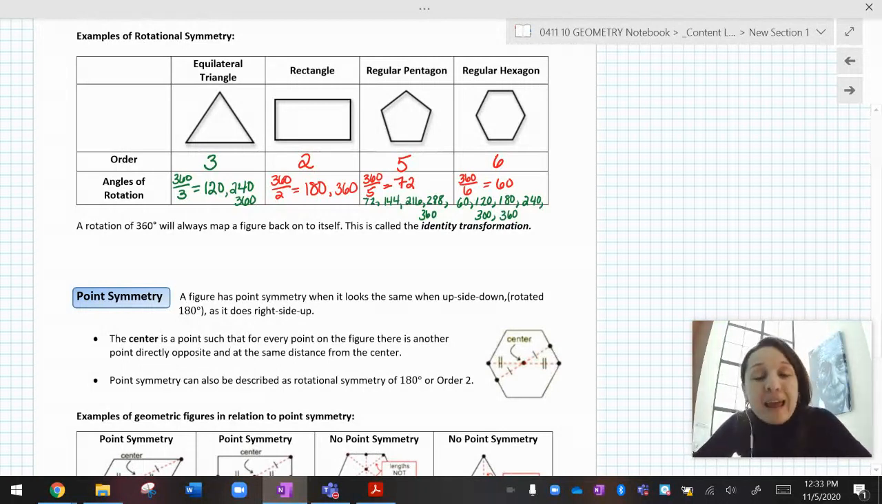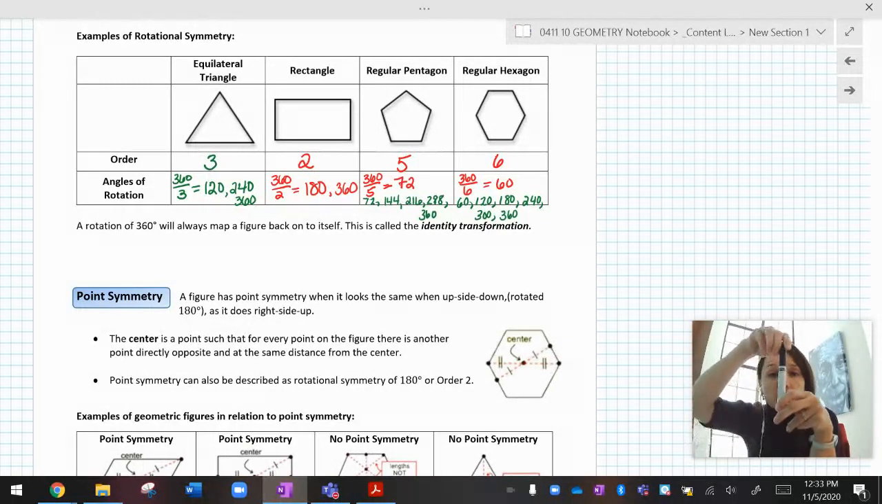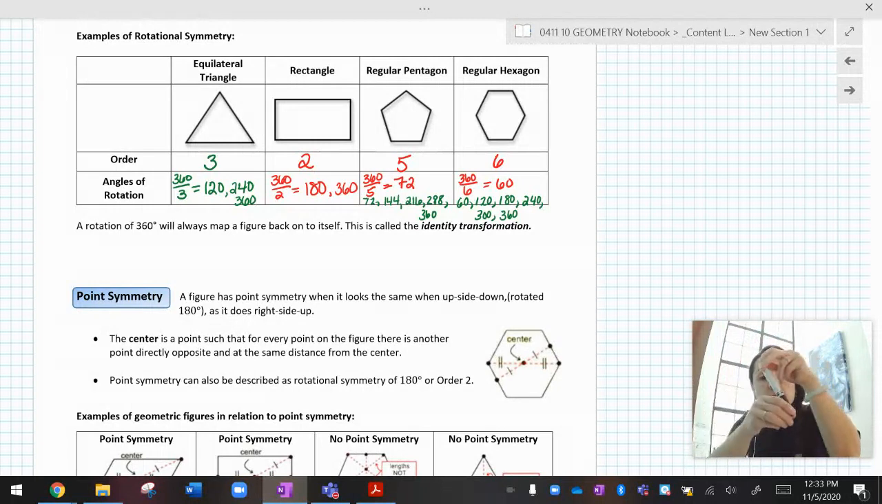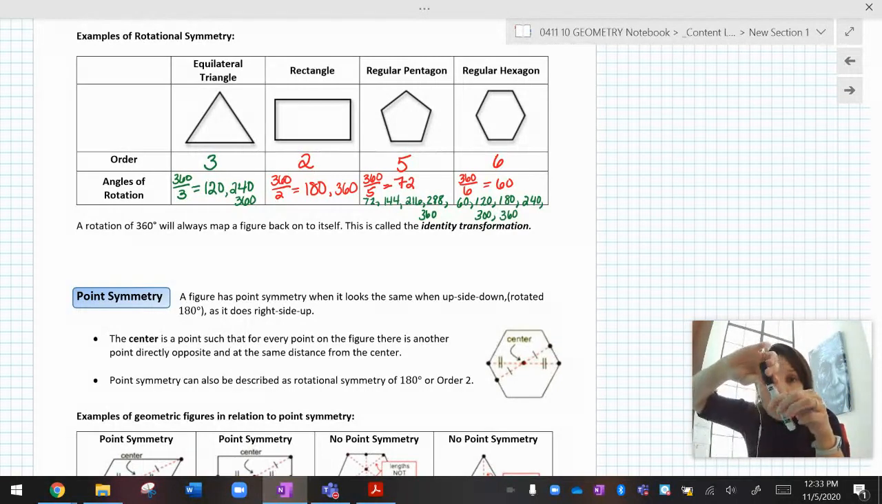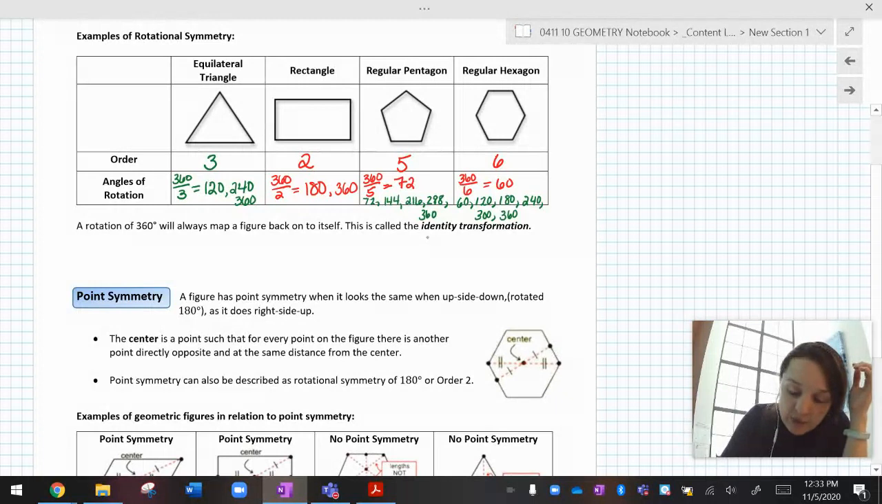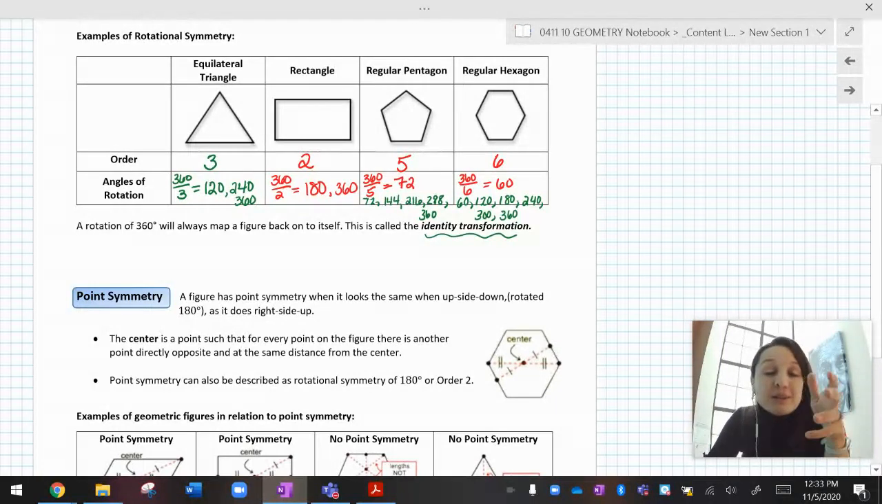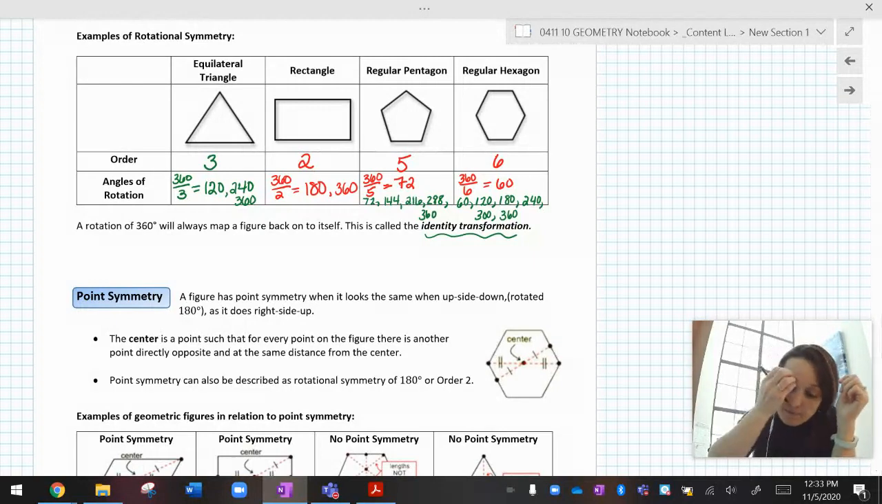Notice all of those have an angle of rotational symmetry of 360. Everything does. Because if I take something like this marker and I turn it 90, 180, 270, 360 degrees, it looks the same as when I started. Marker with the black on top, marker with the black on top. That's called the identity transformation. When you turn something all the way around, it looks exactly the same. It's itself, it's its identity.